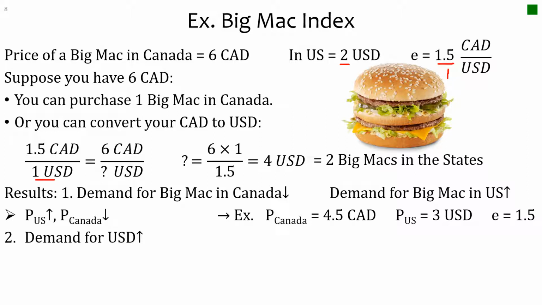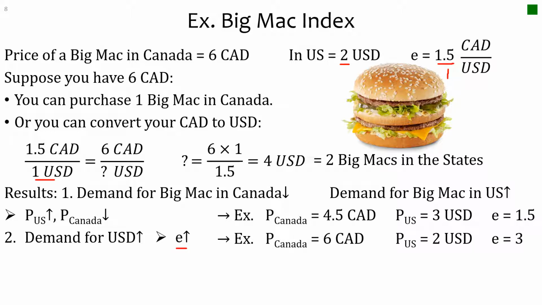Or the other possibility is that the demand for US dollars will increase. So not the demand for Big Macs, but the demand for US dollars, which means that the US dollar is going to appreciate. So E goes up, which means Canadian dollar depreciates. Remember this thing, this was a little bit tricky. If E is the price of US dollars, so if it goes up, it means the US dollar is appreciating.